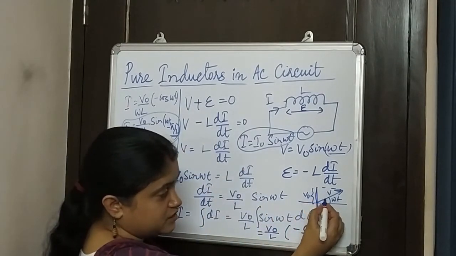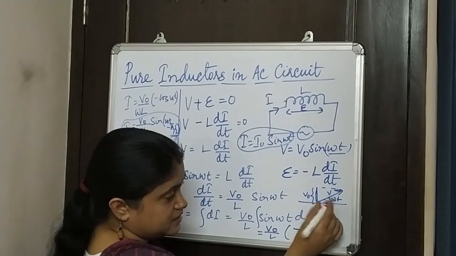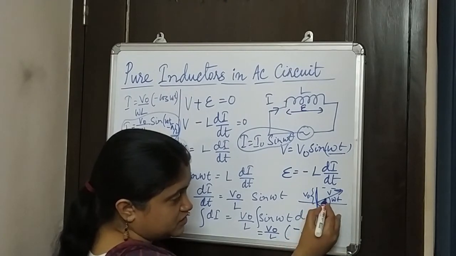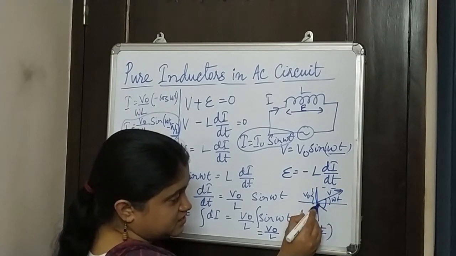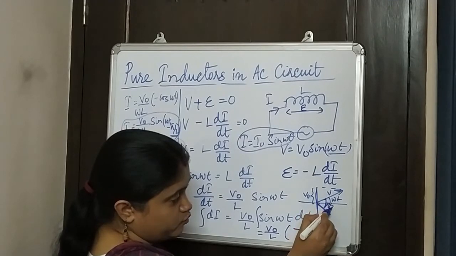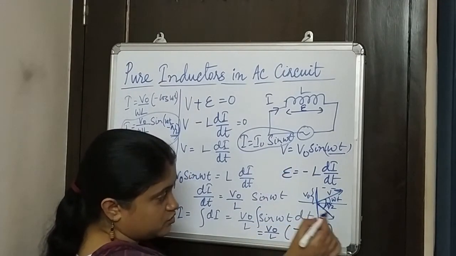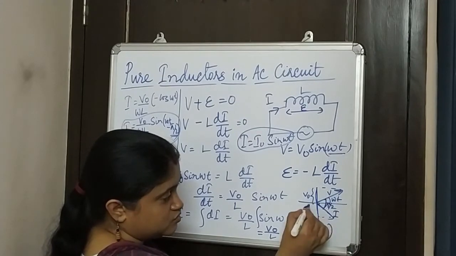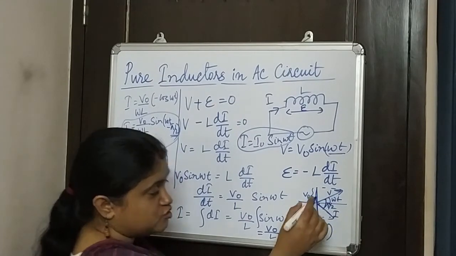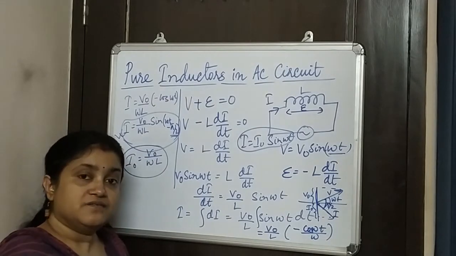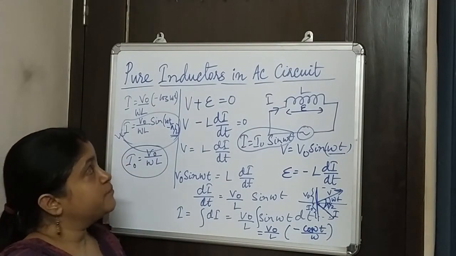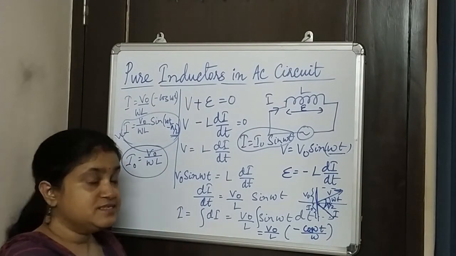So if this is the voltage, then this will be at a 90 degree angle. This is pi by 2. 90 degree behind the voltage is my current I. So this would be my I naught. So this is the phasor diagram for the pure inductor circuit.